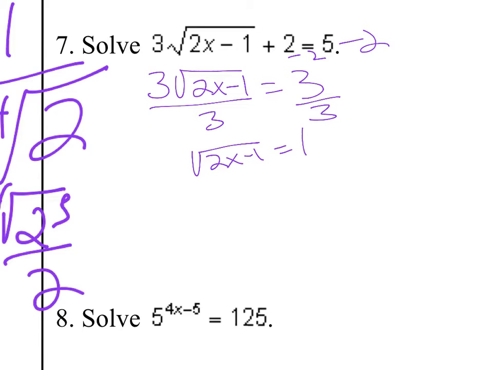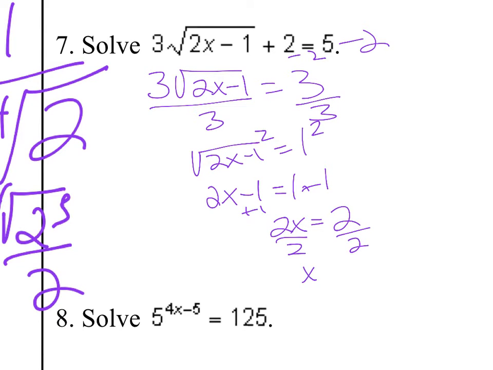3 over 3. Okay, now I square both sides. I get 2x minus 1 equals 1, because 1 squared is still 1. I add the 1. 2x equals, again, 1 plus 1 is 2. See how simple math is? I divide by 2. X equals 1.